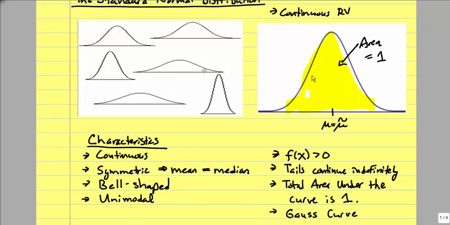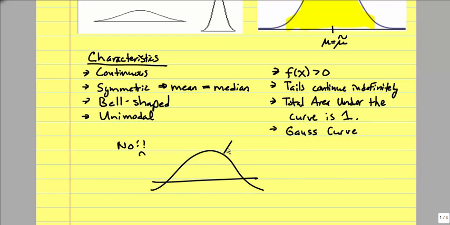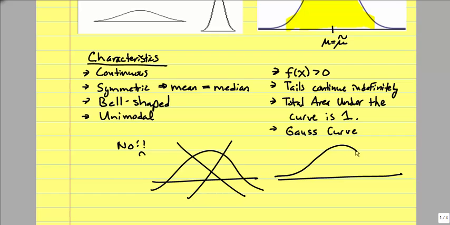Now you have to be careful when you're sketching these curves on tests and quizzes and even in your notes. Don't ever draw a curve that crosses the x-axis. So for instance, don't do this. A lot of people might go something like this. It never crosses this x-axis. So this is a bad way to draw it. When we draw these curves, we want it to go on indefinitely in either direction with that bell shape. So again, never crosses, never touches.